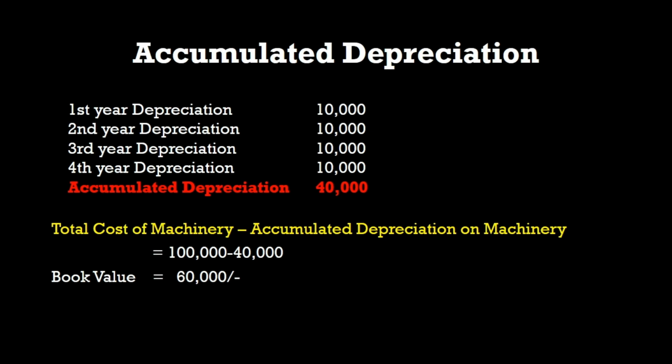The depreciation formula, the same thing. The 4 years accumulated, how much did it come? 40,000. What is the original cost of the machinery? 1 lakh. So we have to minus the 40,000: 1 lakh minus 40,000, the book value is 60,000. If we sell that machinery for more than 60,000, that is a profit on the sale. If you sell below 60,000, this is a loss on the sale.